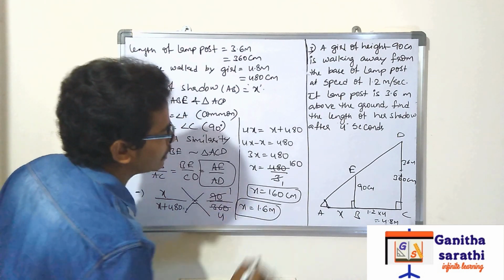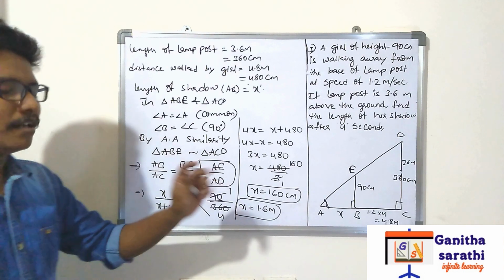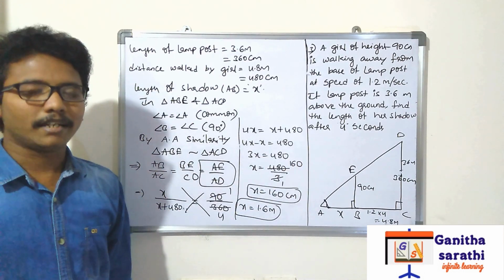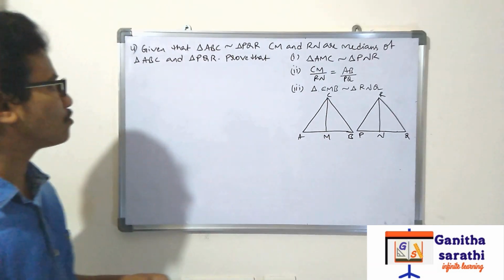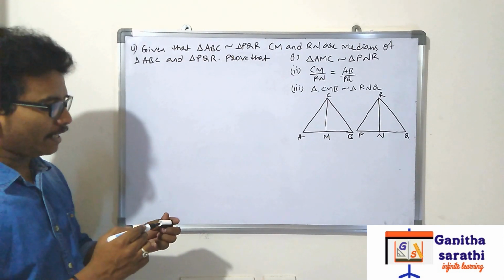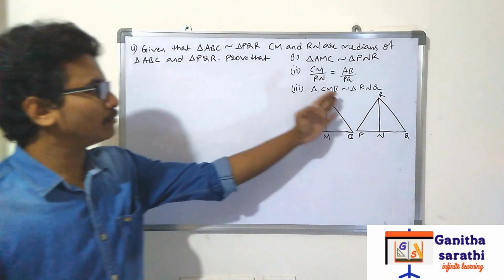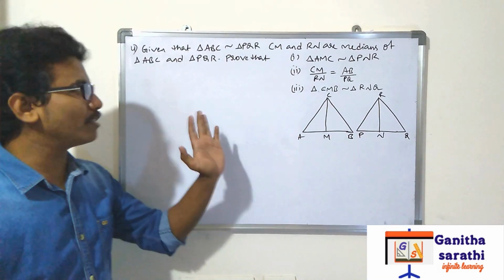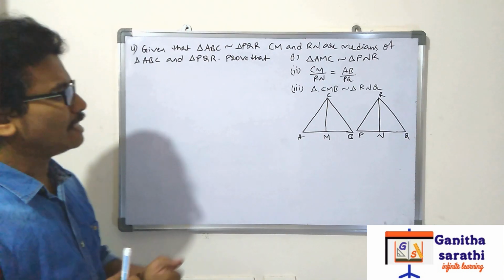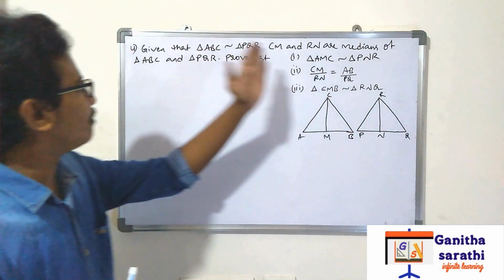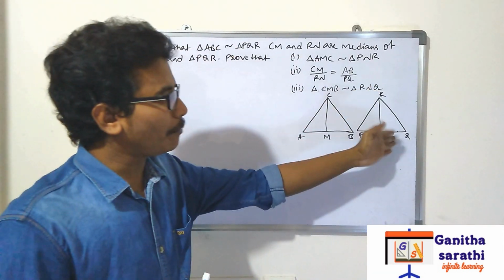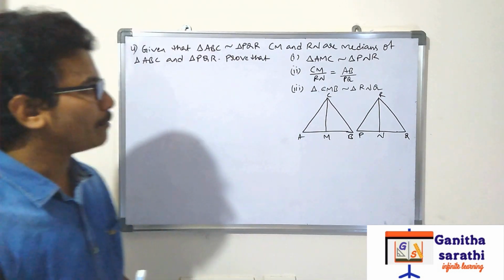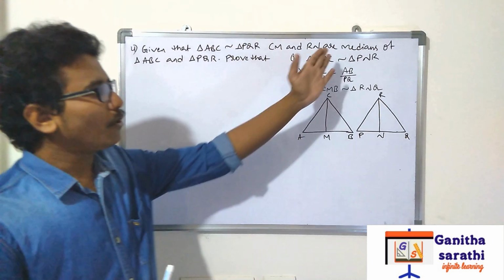So what is the length of the girl's shadow after 4 seconds? 1.6 meters. Okay. Now let us move on to the next problem. Now see the problem which is on the board. Given the triangle ABC and triangle PQR are similar. Already he is saying that ABC and PQR are similar. Now CM and RN are the medians of the triangles, bisecting the sides into two halves. Now prove these three.